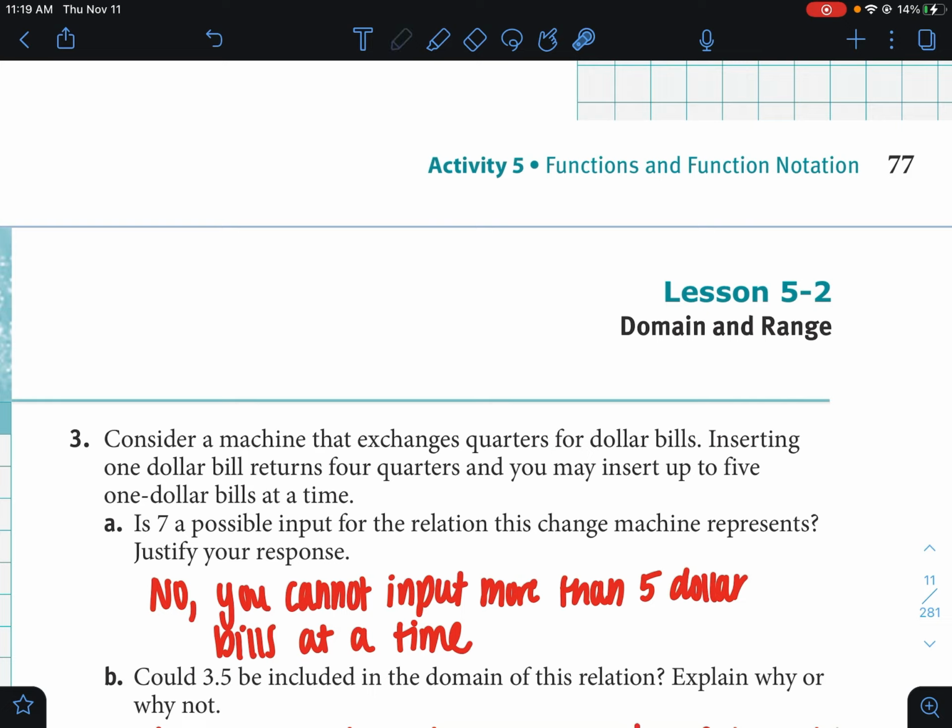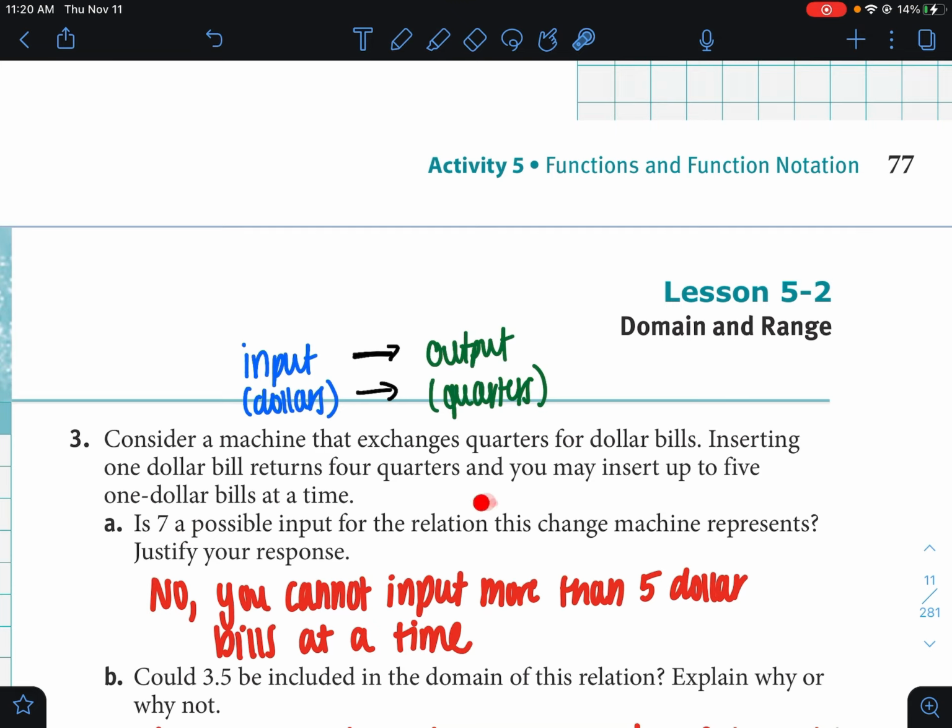And no. So again, I'm going to make sure we're all on the same page. Input is our dollars. How many dollars are we inputting? And that's going to go towards our output. And our output here is quarters. So again, can I put in $7? The answer is no, because right here it says up to 5 $1 bills at a time.